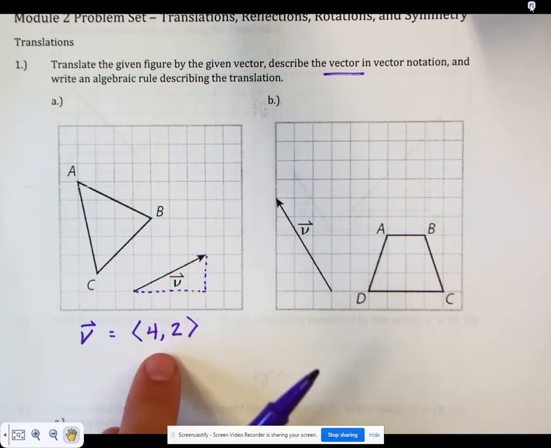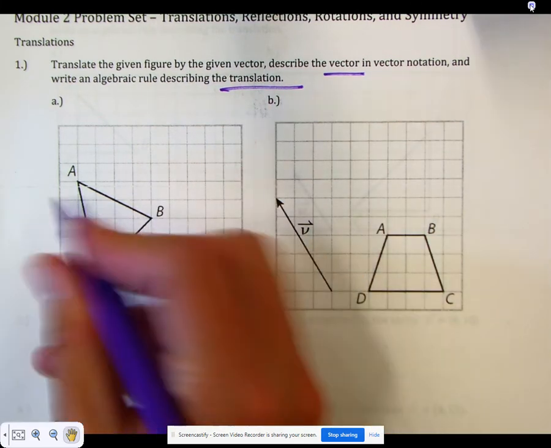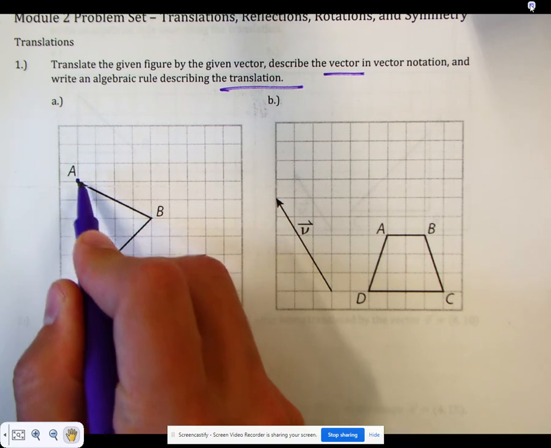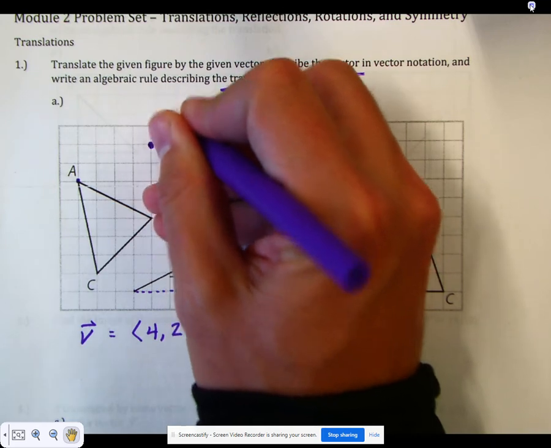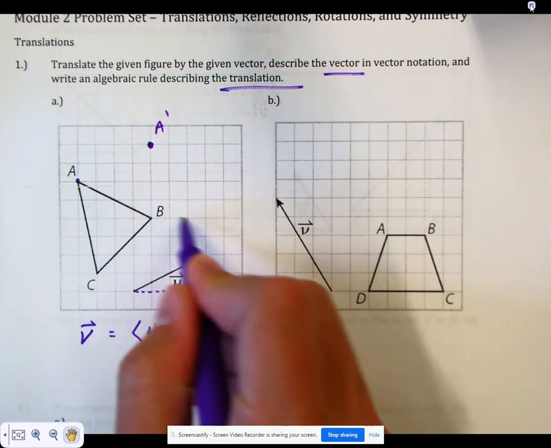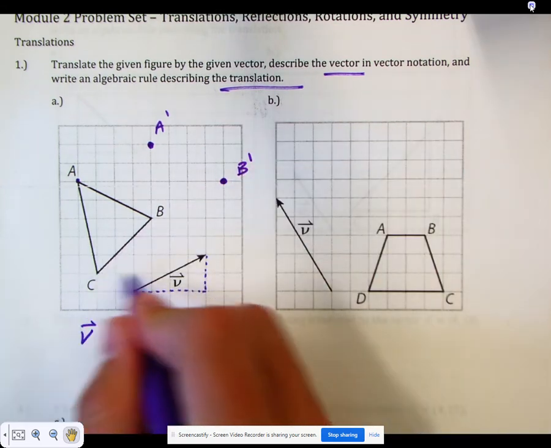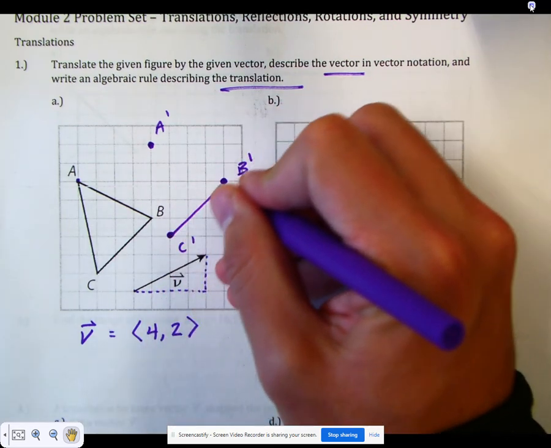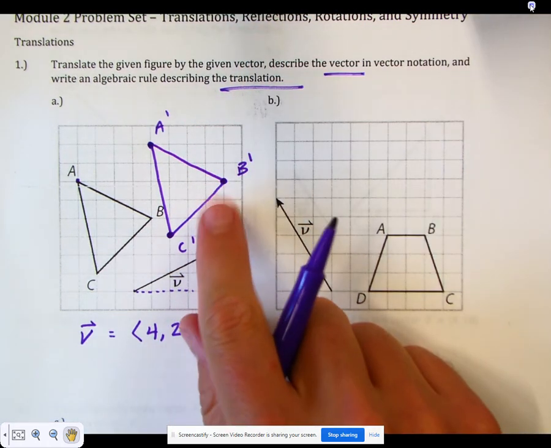Well, this is a nice, concise way of describing how to translate something. Now, translation is just a fancy word for sliding it. So every point on this triangle is going to slide over 4 and up 2. So let's do it point by point. Point A is going to go over 4, up 2. So we'd say this is the image of A, or A prime. Point B is going to go over 4, up 2. There's B prime. C goes over 4, up 2. There's C prime. And then we just connect the vertices, and we've got the image. So there you go. There's the translated figure.